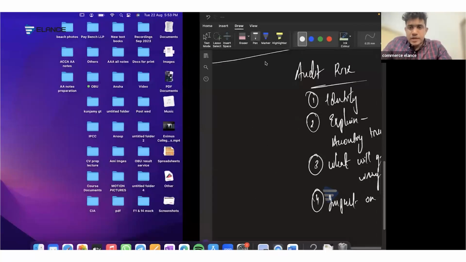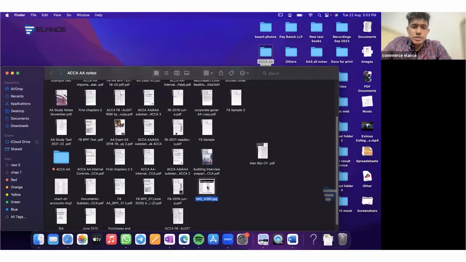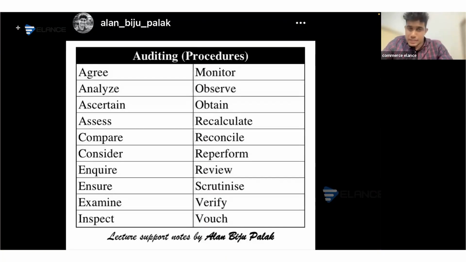So, when it comes to the area of procedures, there are some common procedures that we can use. These are the set of procedures which you can use in every scenario. You can use the terms agree, analyze, ascertain, assess, compare, consider, inquire, ensure, examine, inspect, monitor, observe, obtain, recalculate, reconcile, reperform, review, scrutinize, verify, vouch. Any of these can be used as part of the terms.